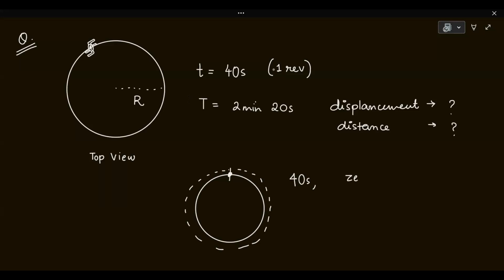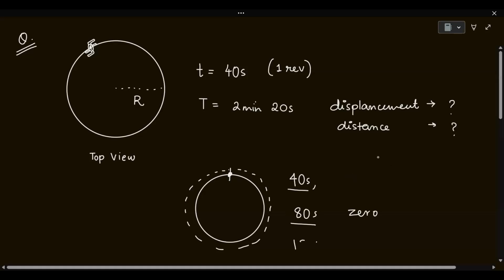Why? Because displacement is final position vector minus initial position vector. If the guy reaches the same position, final will be same as initial. So when you do final minus initial, it becomes 0. That is why at the end of 40 seconds, the displacement will be 0. At the end of another 40 seconds, it will be again 0. So at the end of 80 seconds also, the displacement is going to be 0. What about 120 seconds? Again, at the end of 120 seconds, the displacement will be 0.